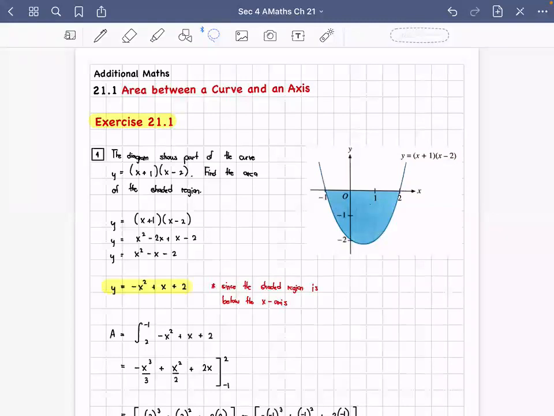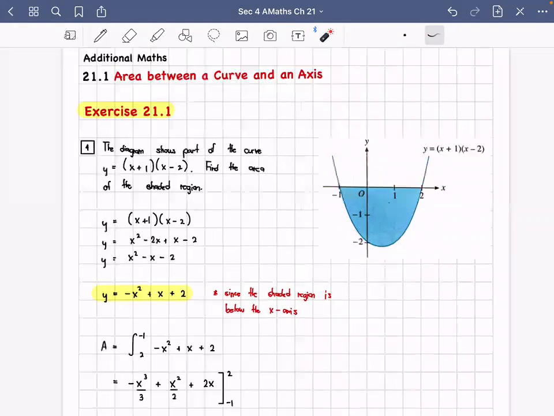Let's start now. So number 4, you're given this diagram right here. This diagram shows part of the curve y is equal to x plus 1 times x minus 2. Find the area of the shaded region. As you can see, the shaded region is below the x-axis. So that means your function here should be multiplied with -1. That's it. All your workings are correct.